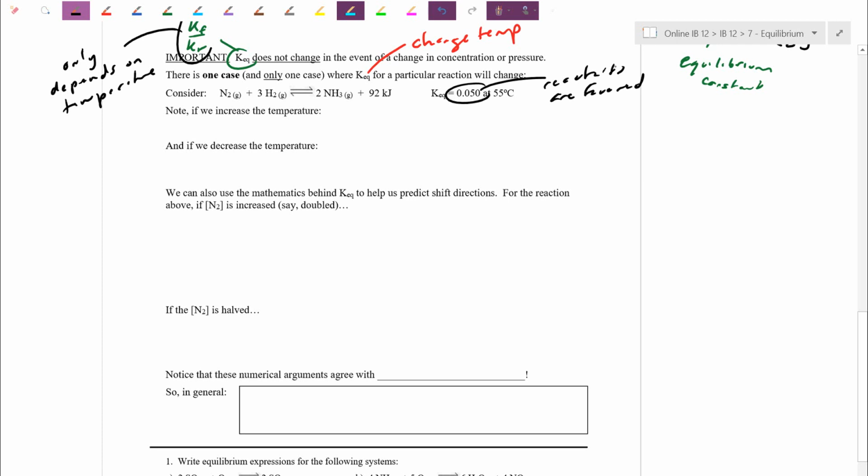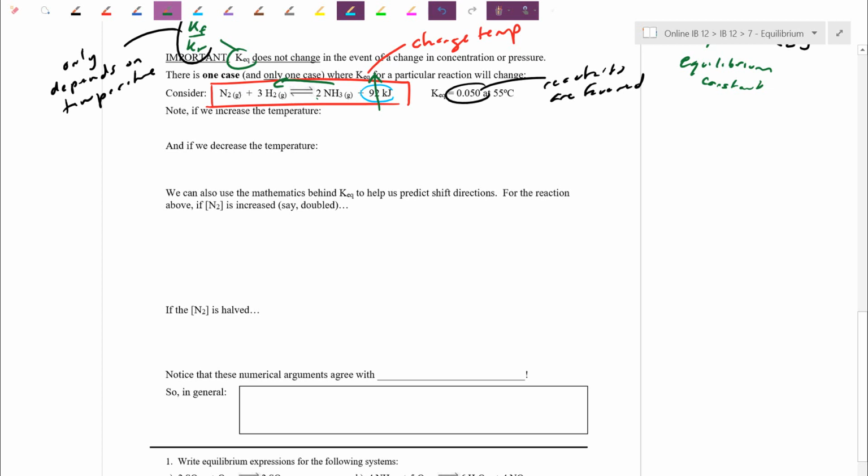Note, if we increase temperature, let's imagine this entire thing is inside a container. I'm going to stick it in a microwave and heat up the entire box. As I increase temperature, and we're going to see this a lot more in tomorrow's lesson, we can actually think of heat as a chemical. If I suddenly increase temperature, it doesn't like that, and it actually tries to shift away. It's going to get ammonia to absorb some of that 92 to then reform reactants.